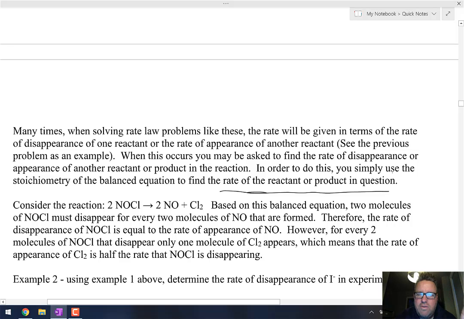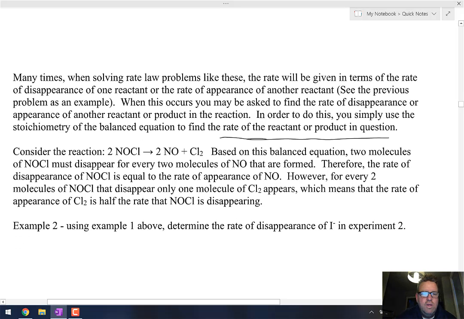Now be very careful there, because you can't find the order of the reactants. But once you know the rate of disappearance or appearance of one of the reactants or products, you then can use the balanced equation. So consider this reaction: 2 NOCl makes 2 NO and a Cl2. Based on this balanced equation, we can see that 2 moles of NOCl have to disappear for every 2 moles of NO that are formed and for every 1 mole of Cl2 that's formed.